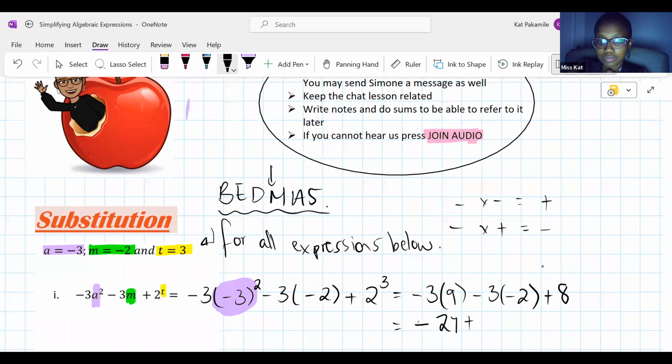3 times 2 is 5. Not plus, times. Oh, times. It's 6. And then we have a plus 8 at the end. Now we're back to integers. What's negative 27 plus 6? It is negative 21. Negative 21 plus 8. It is negative 13. Beautiful. That is correct, Palisa.